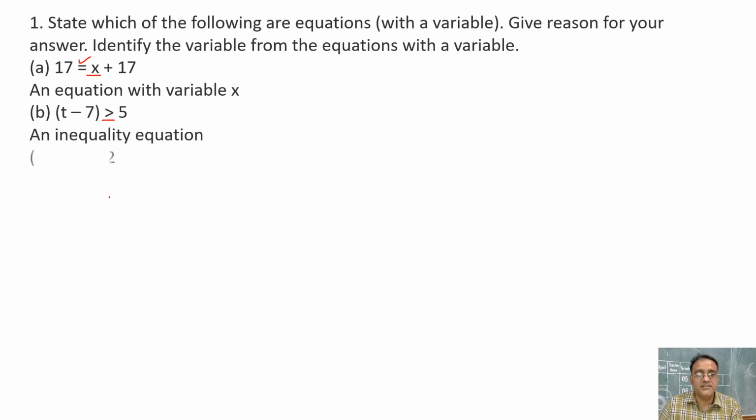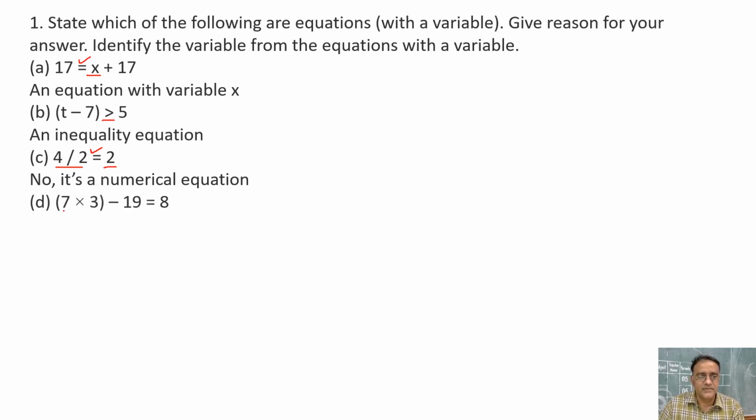Right. Now the third bit. 4 by 2 is equal to 2. Equal sign है तो equation है, but no variable. Very good. तो उसको हम लोग क्या बोलेंगे? Answer is no, because it has no variable. But it is an equation, a numerical equation. Numerical equation means without variable.